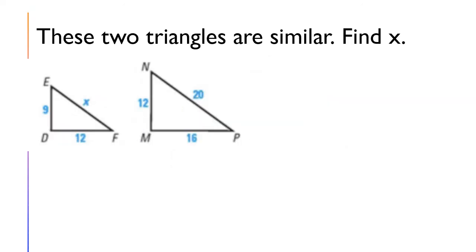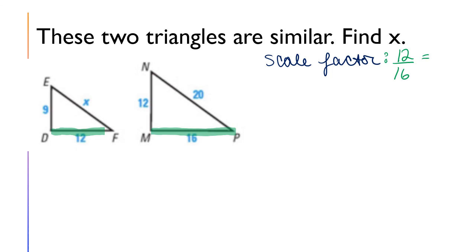All right, and our last problem. These two triangles are similar. We want to find x. The way to do these kinds of problems is to first identify the scale factor. To do that, we just need to look at a pair of corresponding sides. So corresponding sides, this 12 and this 16 correspond to each other. So let's go from small to big. So the scale factor is going to be 12 over 16, which simplifies to 3/4.